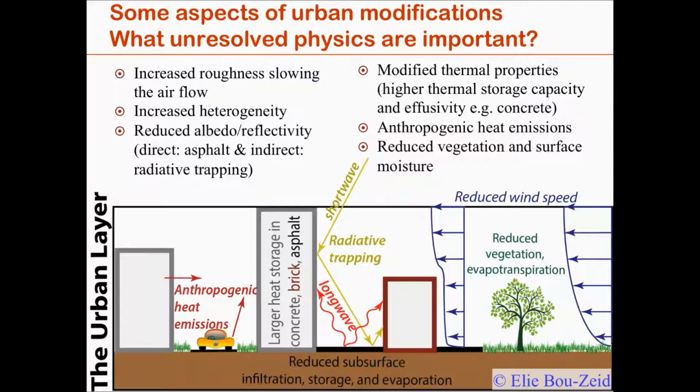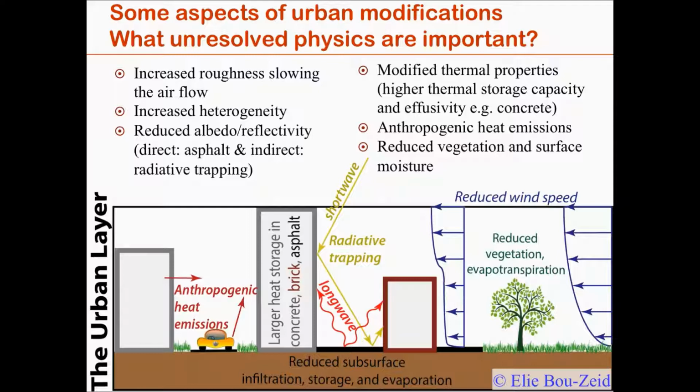Typically when we think about modeling the city, there are some important physical processes that occur on the urban land surface that we need to be able to capture well, and that will dictate what model coupling approach we will end up using. So, for example, cities increase roughness, so that slows airflow. They increase heterogeneity, as I already mentioned.